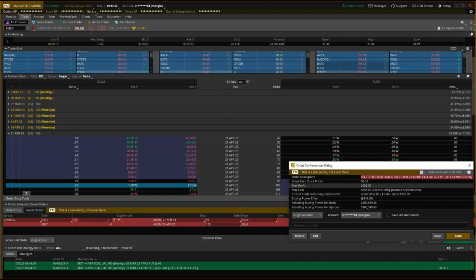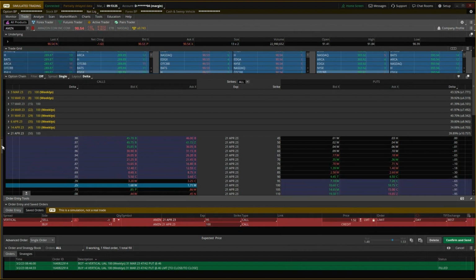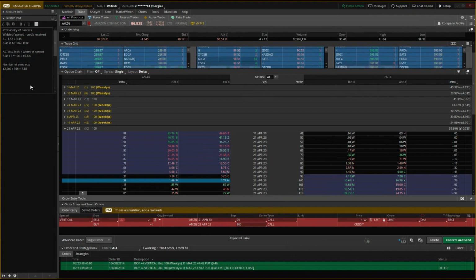Now let's take a look at how many contracts I can buy, given that I'm going to use $2,500 of my capital. So how many contracts should I buy? Let's take a look at that. We're going to go over here on the left side. I've got some notes here. The way we calculate that is we look at the probability of success. Probability of success, the definition is the trade making 1 penny or more. So it could just make 1 penny. Hopefully it makes a lot more.